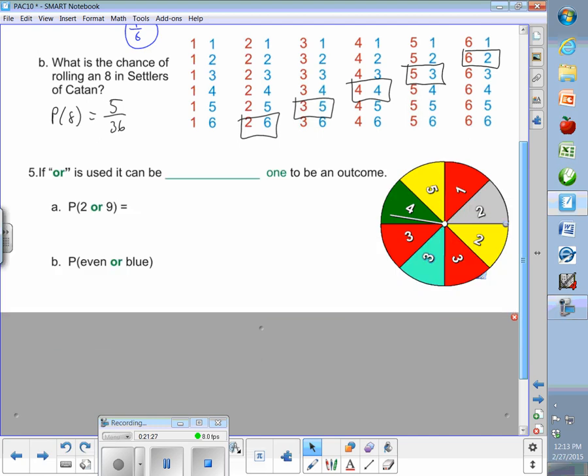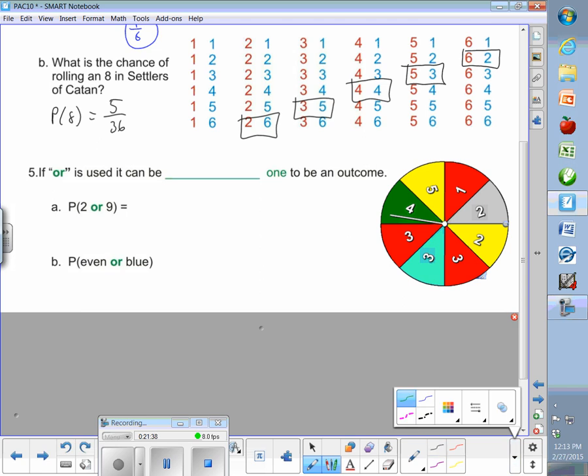All right, let's do a couple more things here. The word or. What if they use the word or in writing the probability? Come on. What if they use the word or? Well, the word or implies either one. Either one. Now, I did make a mistake on your sheet here. This 9 is supposed to be a 3 because there are no 9s on the wheel. That would be an impossible event.